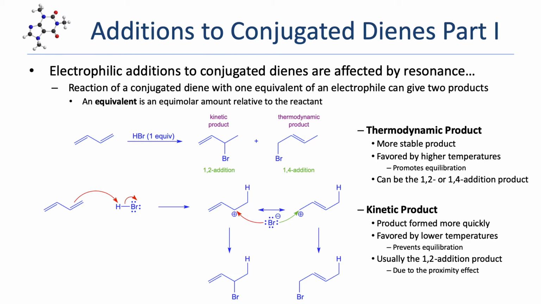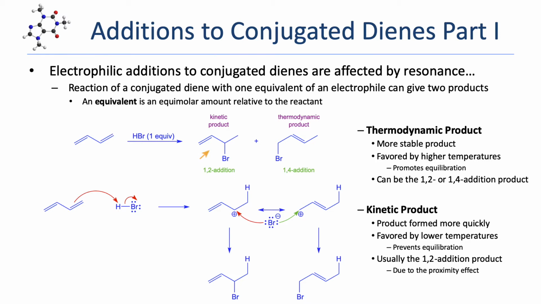Because dienes have two alkenes, each diene molecule could potentially react with two molecules of an electrophile. We describe that as reacting the diene with two equivalents of an electrophile. An equivalent is just an equimolar amount relative to the reactant. In the reactions of conjugated dienes, we're going to restrict the reactions to using one equivalent of the electrophile. When a conjugated diene is treated with one equivalent of an electrophile, like HBr, it can form two possible products.